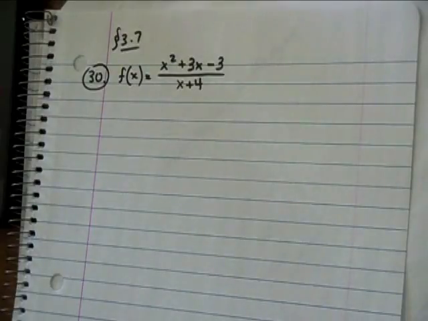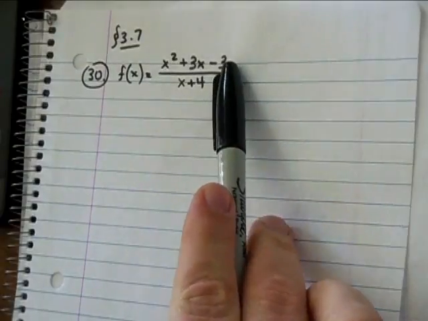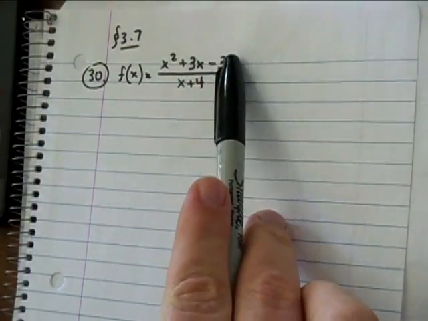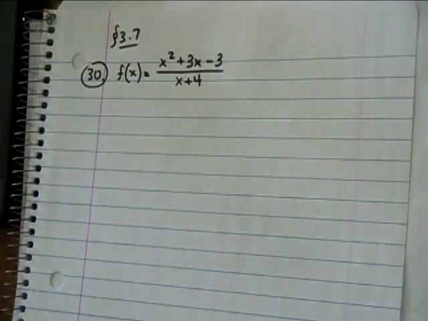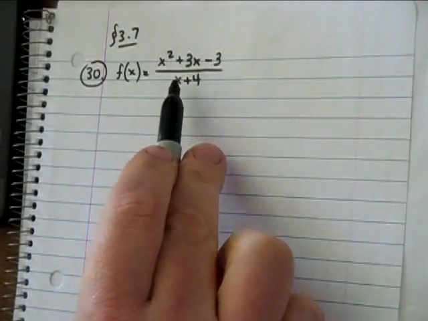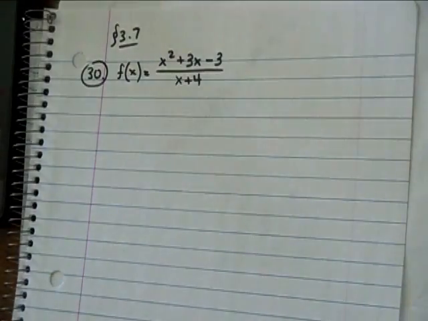Still in section 3.7, problem 30 and several problems like it are asking you to determine something called the slant asymptote of each function. Now, a slant asymptote occurs in the case where the degree of the numerator is exactly one more than the degree of the denominator. So in this case we see the degree of the numerator is 2 and the degree of the denominator is 1, because of the largest powers of x in both cases.